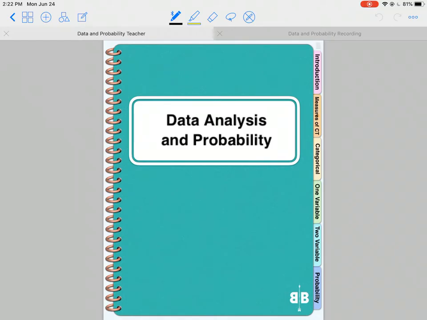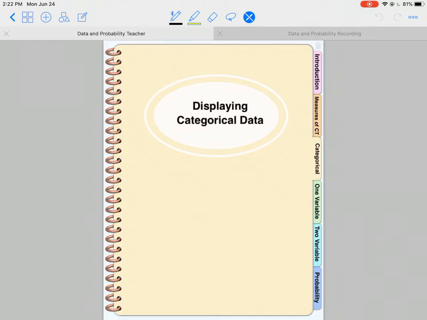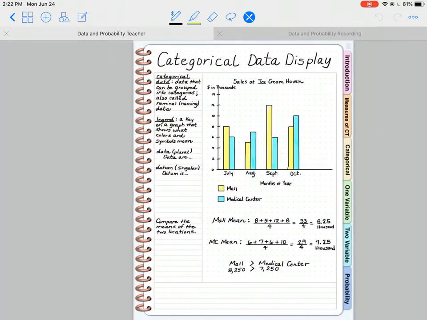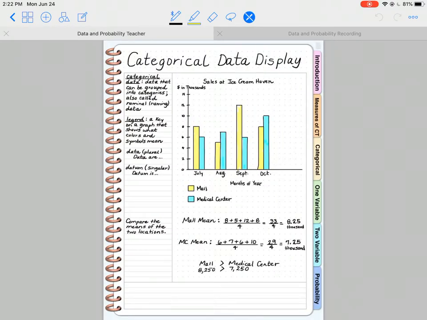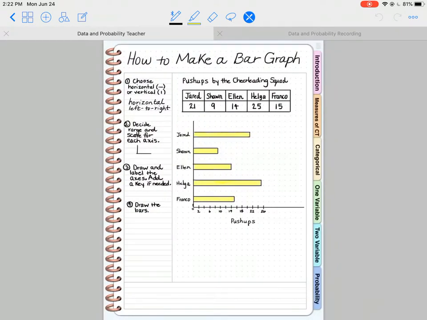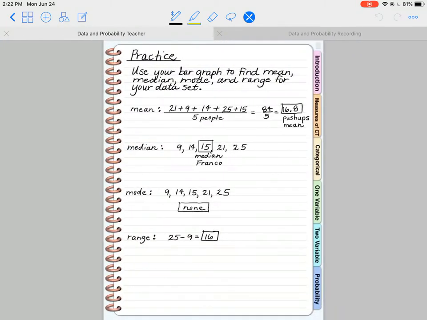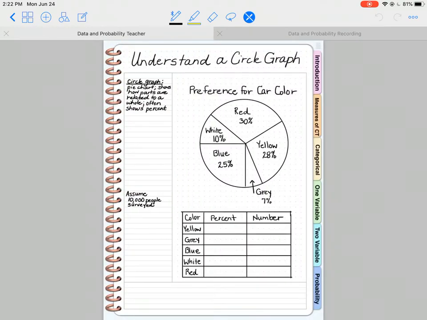We are still in the categorical data module. If you go to this third section, let's briefly review: we talked about what categorical data is, you learned how to do a bar graph, and we did our mean, median, mode, and range for our bar graph. And now we are up to a circle graph. This is one of my very favorite chapters.